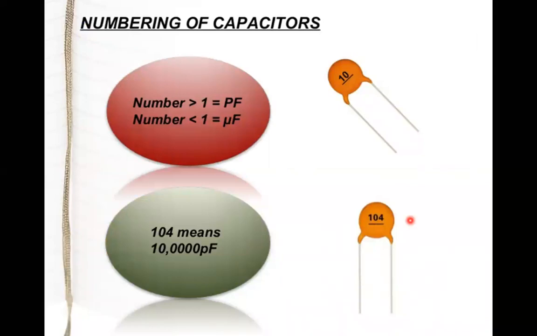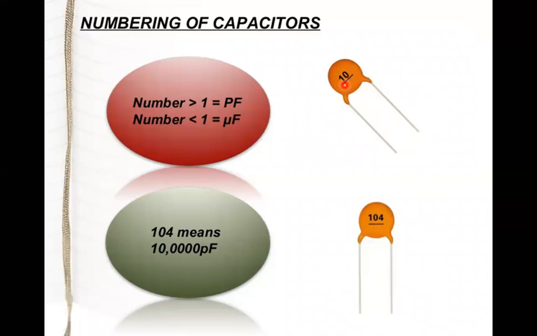How is the numbering of capacitors done? Numbers greater than 1 are in picofarad, and numbers less than 1 are in microfarad. If I say this is a 10, then this value is in the form of picofarad. If it is less than 1, then the value is in microfarad.